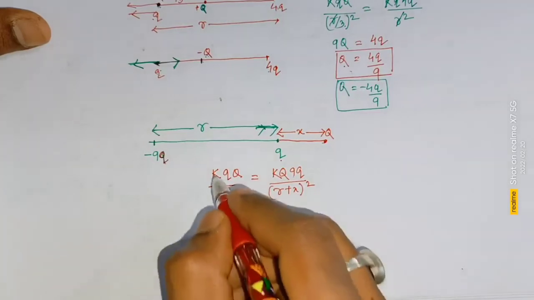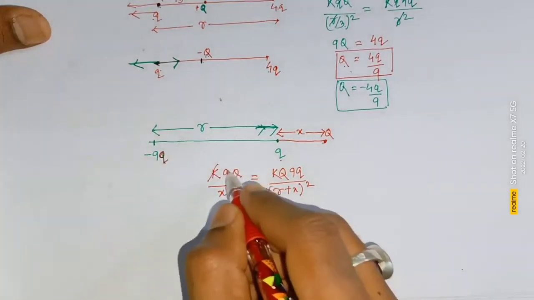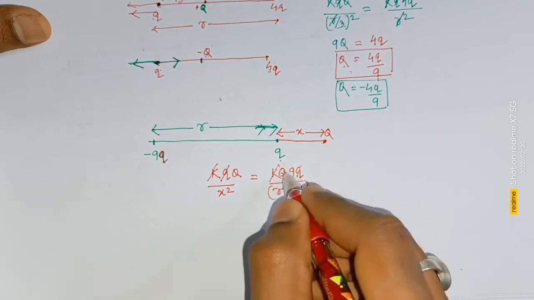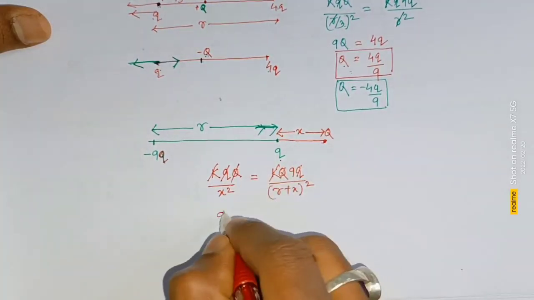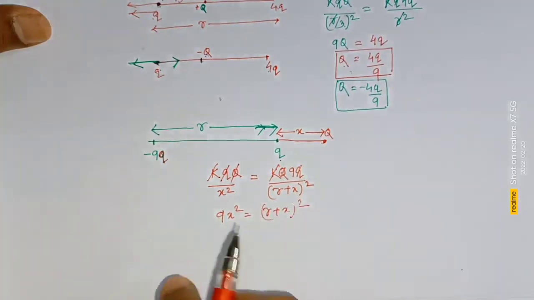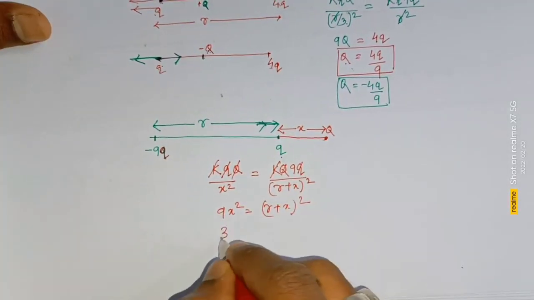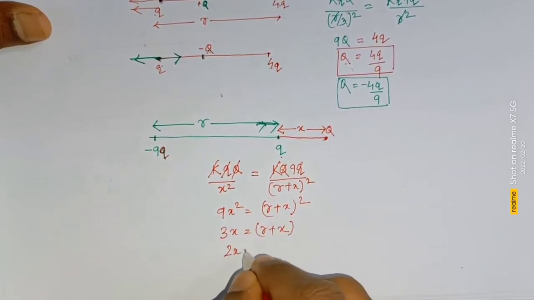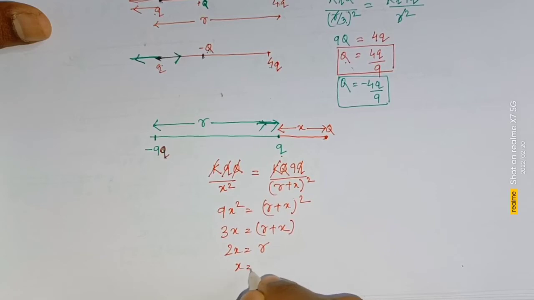So what are the things that are coming? k cancels, q cancels, k cancels, q cancels, and q also cancels. So 9x square equals (r plus x) whole square. And a good way to think, this is 3x equals r plus x. So 2x equals r, x equals r by 2.